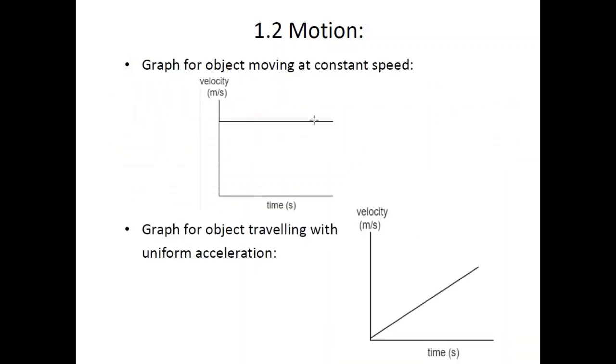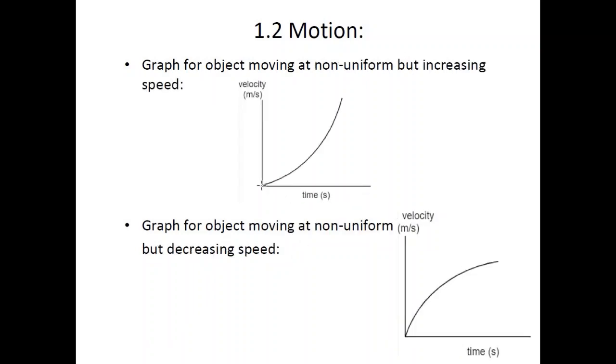If you have an object moving at a constant speed, then you are going to have a horizontal line like this that is parallel to the x-axis, not on top of the x-axis. Whereas a graph for an object traveling with uniform acceleration is going to look something like this. Again, if the graph is slanted over here, that means less acceleration. If the graph is steeper, that would mean higher acceleration.